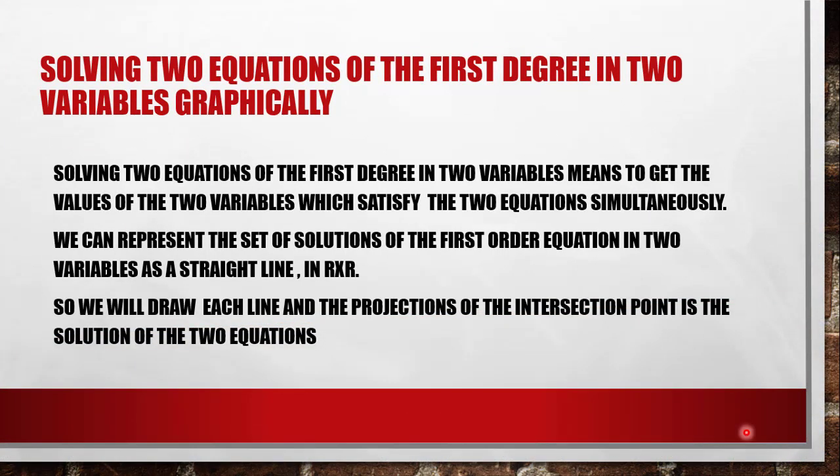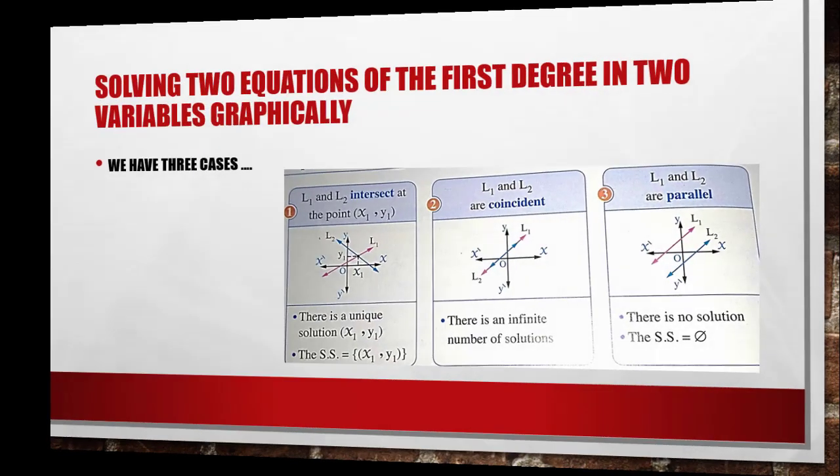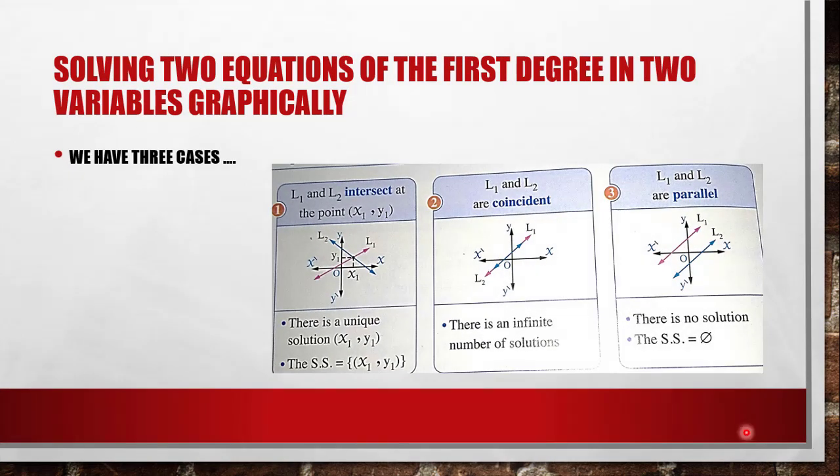In this case, we will draw the function of the two equations, so we will get two straight lines. As we studied before in the first term, if the two straight lines intersect in one point, it means we have only one solution. This solution will be the x and y coordinates of the point of intersection. So here we have a unique solution, which is (x1, y1).